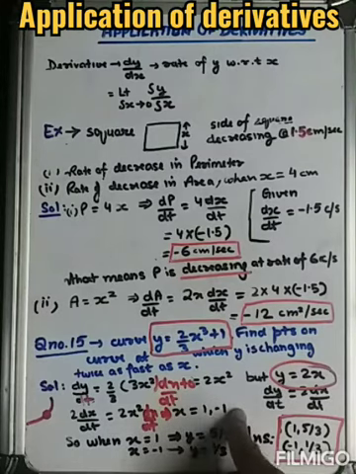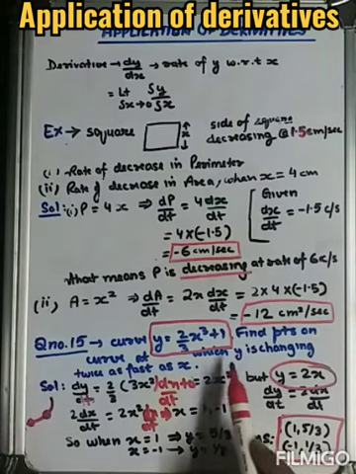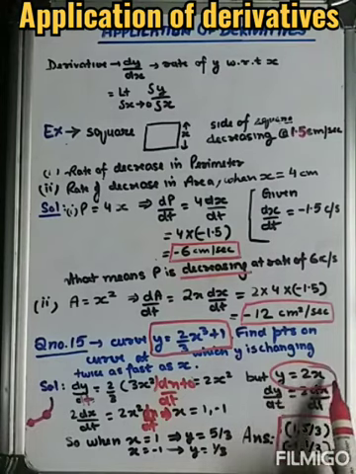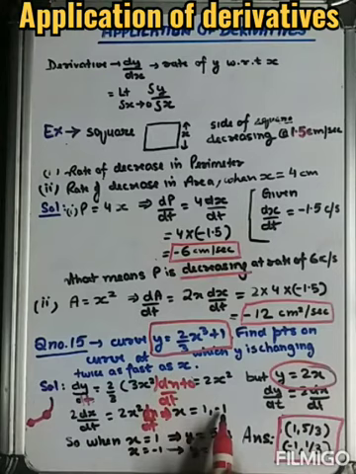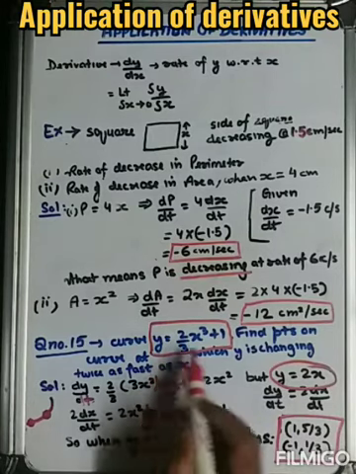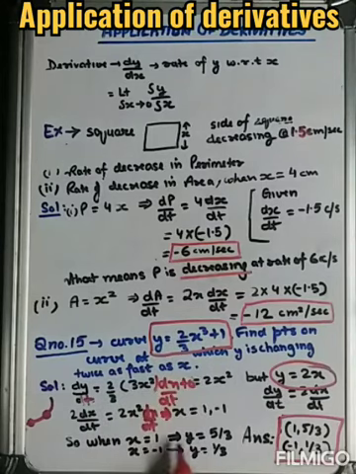So we have got two values of x. This shows that there are two places where y is changing twice as fast as x. So put both the values of x in the equation, and we will get two values of y. When x is equal to 1, y is equal to 5 by 3. When x is equal to minus 1, y is equal to 1 by 3. So the coordinates are (1, 5 by 3) and (minus 1, 1 by 3).